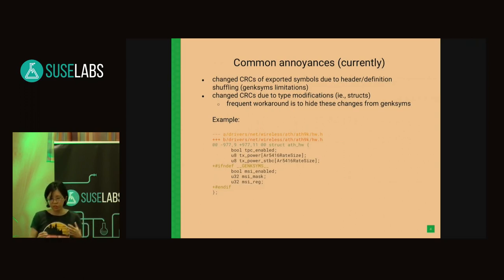We also deal with changed CRCs due to type modifications, so changing a struct. Obviously, these would cause the hash of a symbol to change, but usually if we know that that particular type is not of interest to external modules, then we could just hide that change from genksyms, and that would preserve the hash that it had in the first place. That's another workaround that we have.